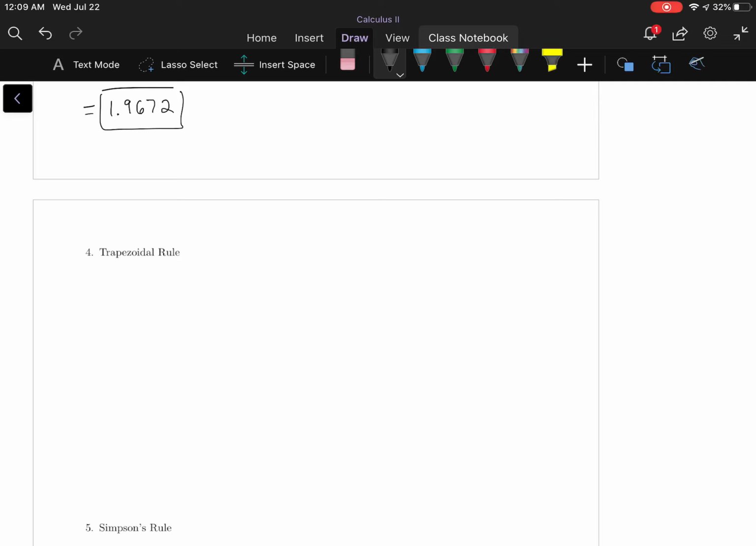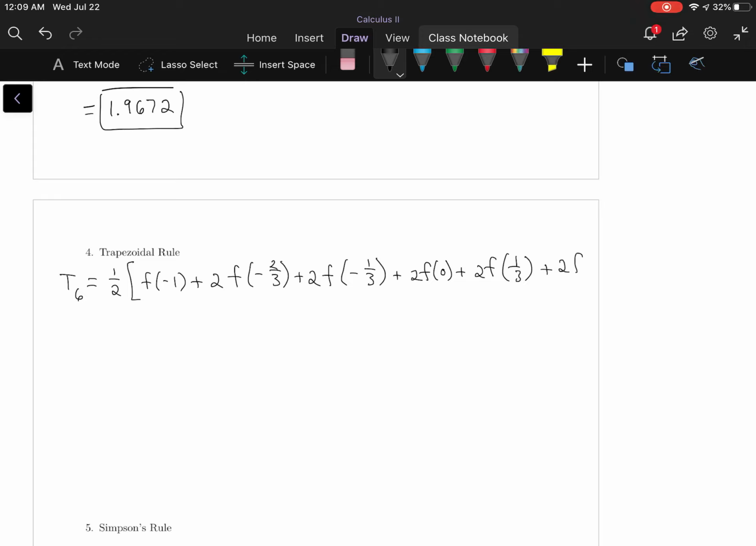So while we could get the answer as 1/2 base 1 plus base 2 for each of the trapezoids times height, the general rule of thumb is that this is going to be f at, let's see, for this particular problem, f of -1 plus 2 times f of -2/3 plus 2 times f of -1/3 plus 2 times f of 0 and so on, times the width of each of these trapezoids.